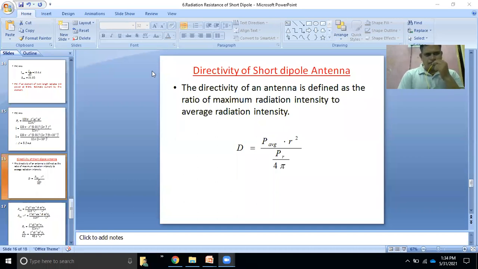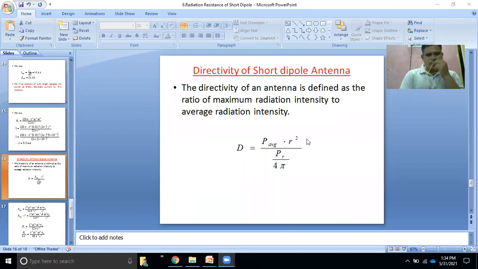Okay. Last class, I was left with one small topic. I will cover this and we will move on to the half-wave dipole part. Can anybody tell me the equation for directivity? The equation for directivity is D equals the maximum radiation intensity divided by the average radiation intensity.